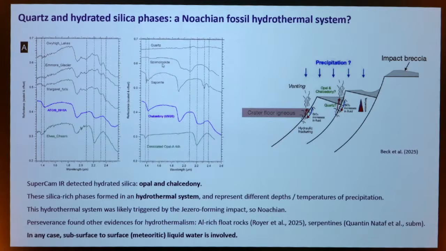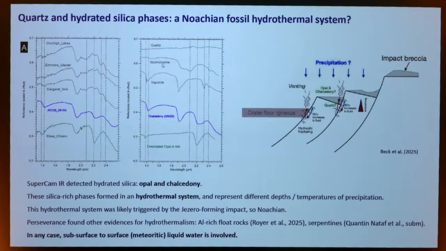So we interpreted all these phases to be formed in a hydrothermal system, which is depicted on the right, where you have water, surface water, percolating through fractures. Going at depth, it can dissolve some rocks, then transport some silica, and for any reason, a change in the fluid composition or a change in temperature, it can precipitate and saturate in silica. And depending on the depth, it will be quartz at depth, and it could be chalcedony or opal at more shallow levels. So this hydrothermal system was likely triggered by the Jezero forming impact, so it's likely Noachian.